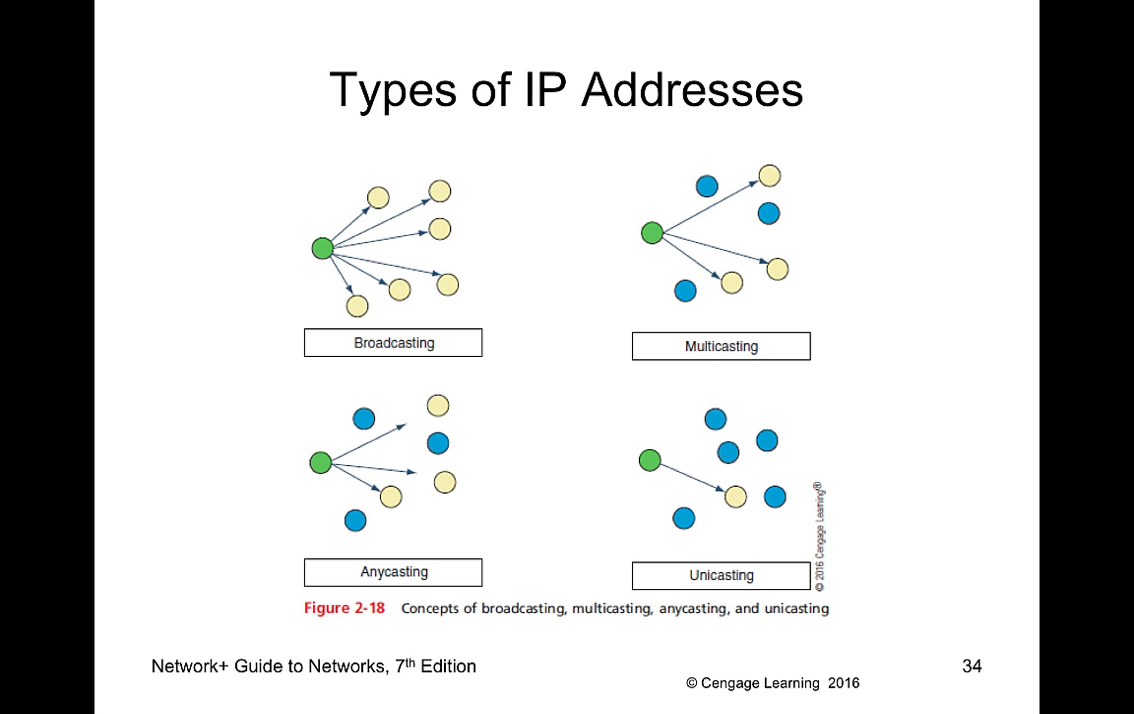So there's our broadcast, one to everybody. Multicast could go to multiple people. Anycast is pretty much the same kind of thing. If you notice the pictures, they're nearly identical. And then unicast goes to one specific person.